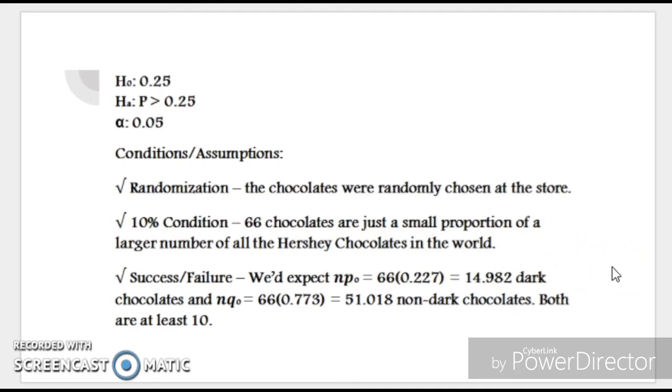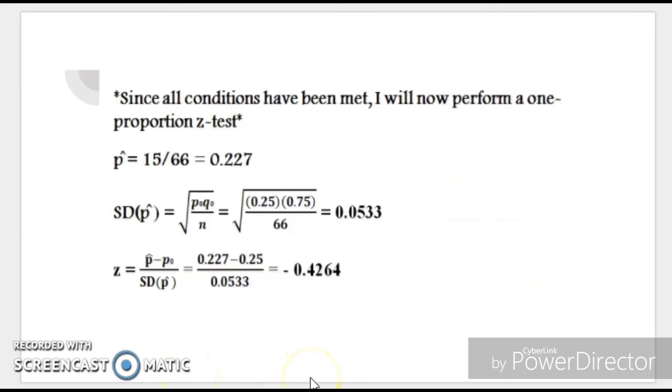For the success/failure condition, we'd expect the successes to be 14.982, which are the dark chocolates, and the failures to be 51.018, which are the non-dark chocolates, and both are at least 10. And now, since all the conditions have been met, we will perform a one-proportion z-test.